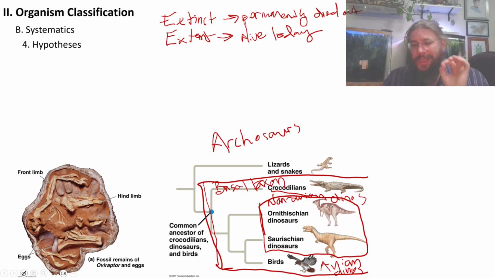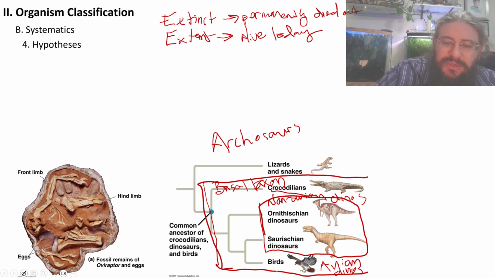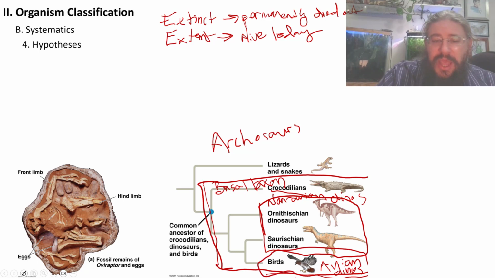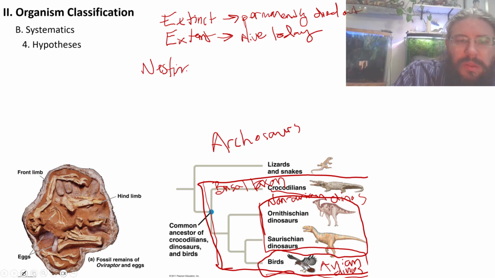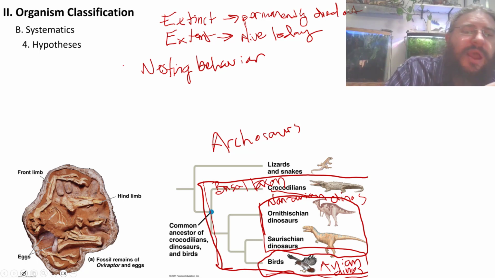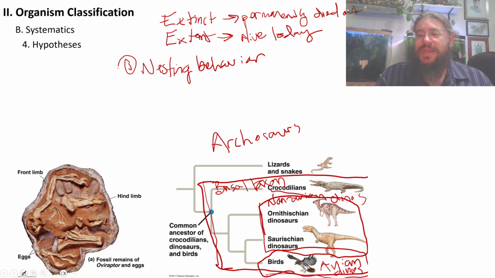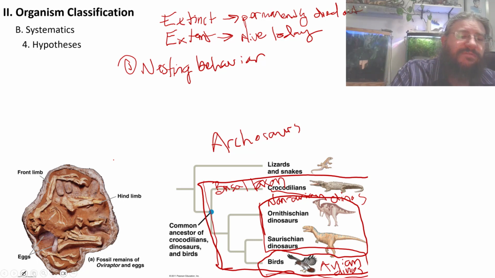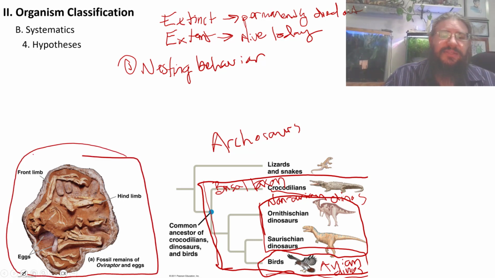So because we know that avian dinosaurs are dinosaurs, and we know that crocodilians are basal in the archosaurs, we can predict some basic features, right? So, first of all, avian dinosaurs and crocodilians exhibit nesting behavior. So, based on the phylogenetic tree alone, we could predict that the non-avian dinosaurs exhibit some kind of nesting behavior. And indeed, when we look at fossils, we can find fossil beds where we had large nesting groups.